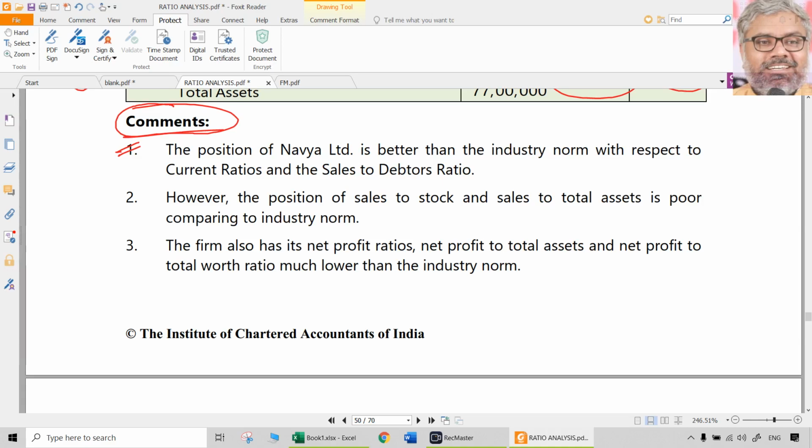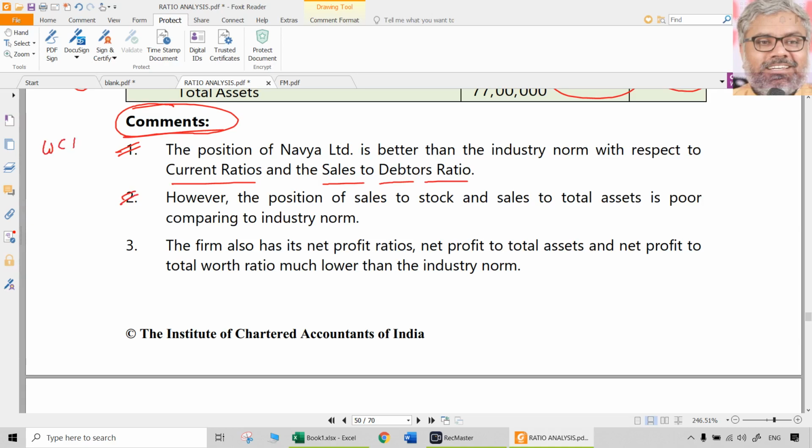So where silence is required, we have to maintain it. Where it is not possible, we have to be vocal. We have to be expressive. That is the balance which is required in the main exams, which is required to pass this course called Chartered Accountancy. Anyway, the position of Navya Limited is better than industry norm with respect to the current ratios and the sales to debtors ratio. In other words, working capital management of this company is better than the other industry. That is one thing we can say.